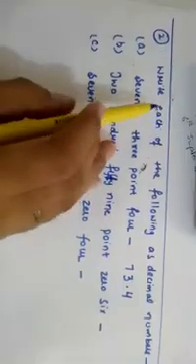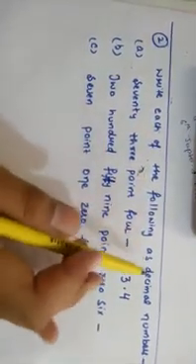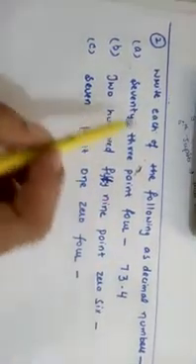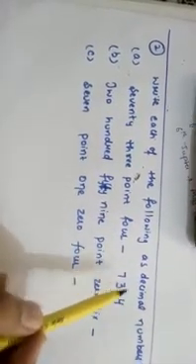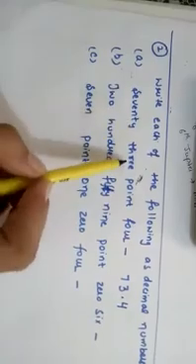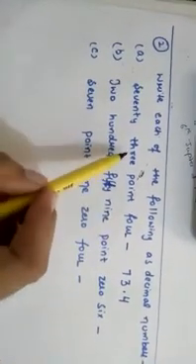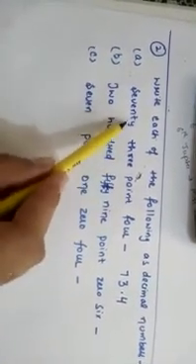Next, see the second question: write each of the following as decimal numbers. Already given in words, we have to write them as decimal numbers. See here, 73.4. 73.4 means first of all we will write 73, then we will put the point, then we will write 4.